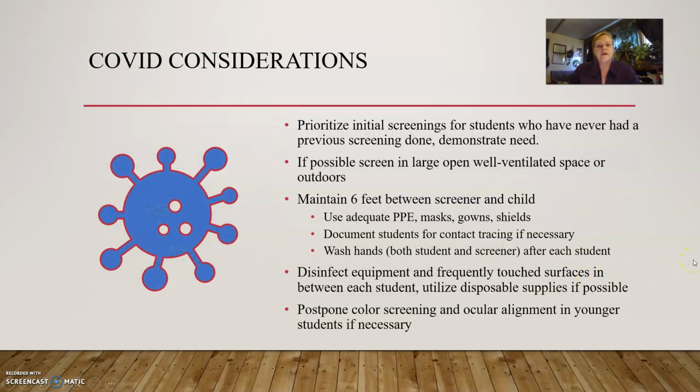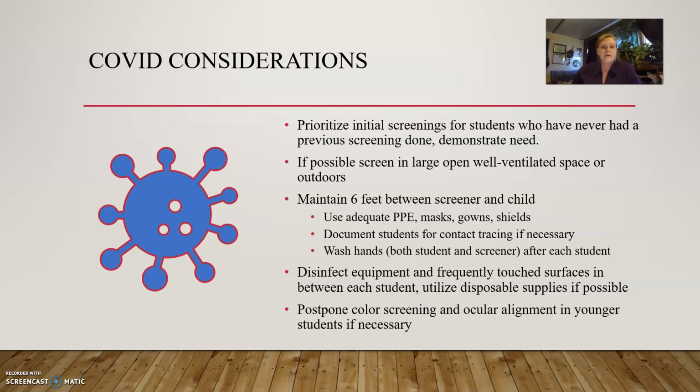Some of the COVID considerations for vision screenings. We want to prioritize screenings for students that have never had a screening done or that demonstrate need. If possible, we want to screen in a large, open, well-ventilated space or even outdoors. We must try to maintain 6 feet between the screener and child. If that's not possible, we want to make sure adequate PPE is used, including masks, shields, gowns, and gloves. We want to ensure the student has a properly fitting mask.